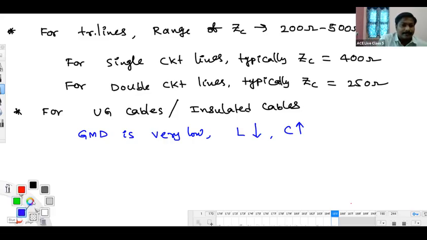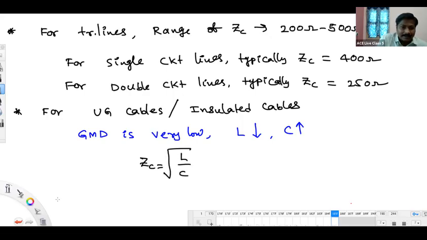So in that situation, if you calculate the surge impedance ZC, you know it is root of L by C. L is low, C is high, and ZC will be very, very low, we can say. So in my view, cables will have very low surge impedance in comparison with the overhead transmission lines.